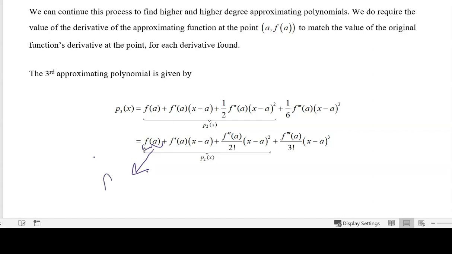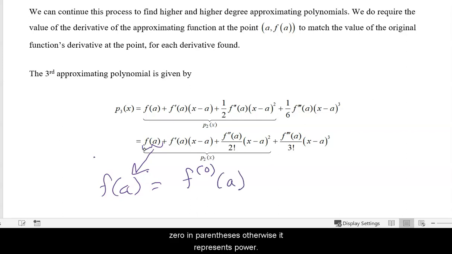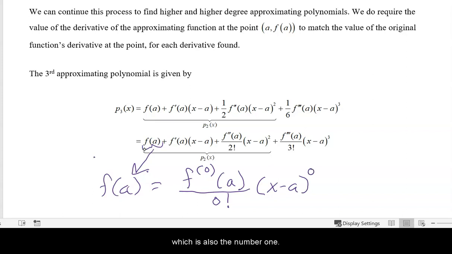Let me show you what this term would look like if I were to rewrite it in that format. F of a can be written in the following format to make it fit. To indicate the 0th derivative, I must put the 0 in parentheses. Otherwise, it represents a power. That's the 0th derivative at a, meaning don't do the derivative at all, divided by 0 factorial, which is defined to be the number 1, times the binomial factor, x minus a raised to the 0th power, which is also the number 1. So in fact, we've come up with a formula.